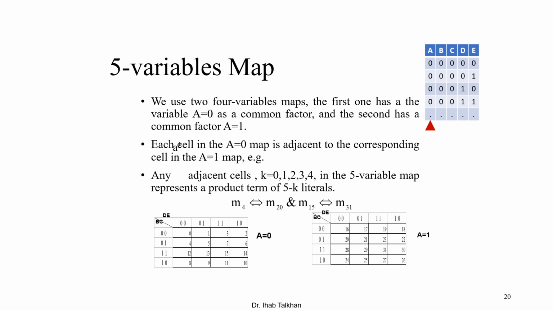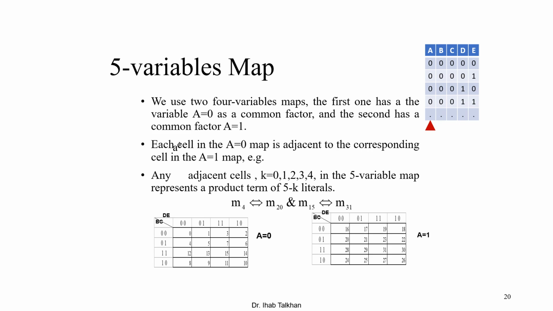Instead of having 32 cells, we are going to have 4 variable maps, one with A equal to 0 and the other with A equal to 1. If you think about layer 1 and layer 2, the upper layer and lower layer, in the tables below in this slide, you can say the A equals 0 map is on top of the A equals 1 map.